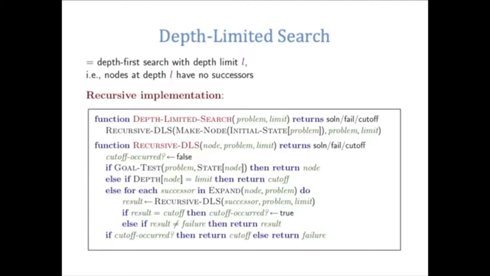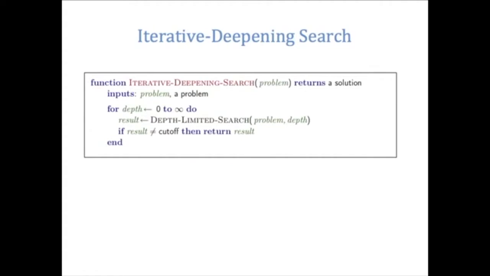Now, you might ask reasonably, well, what's the point of limited depth search if we don't know that we're going to reach the goal? I mean, what if the limit is L and the solution is at depth L plus 1 or L plus 2? That's a good question, and it turns out that depth-limited search is extremely useful because we can use it in iterative deepening search.